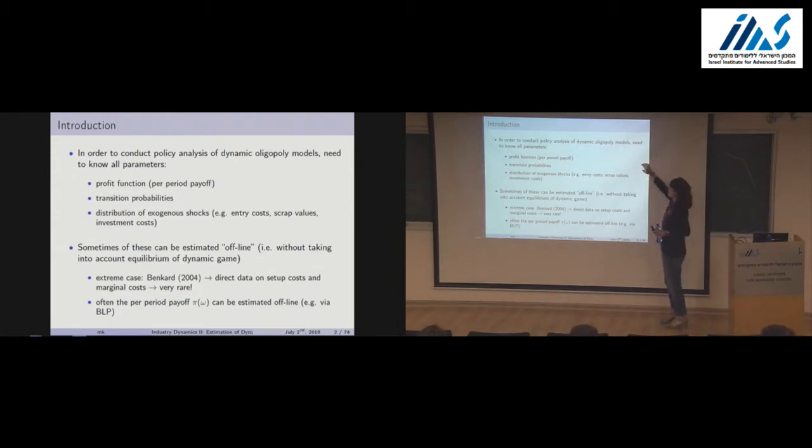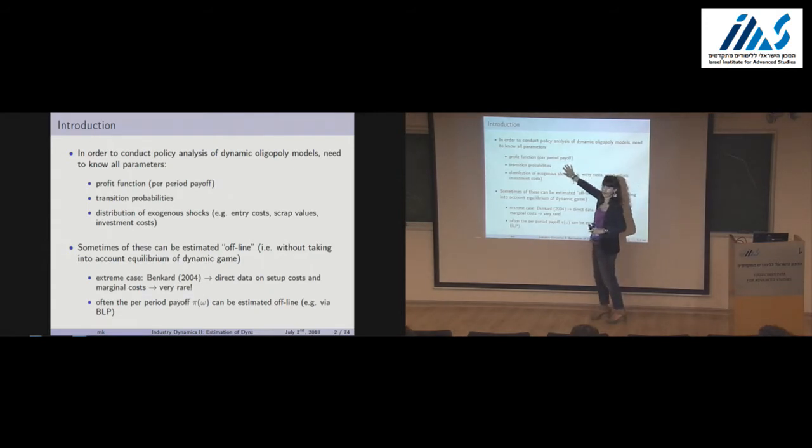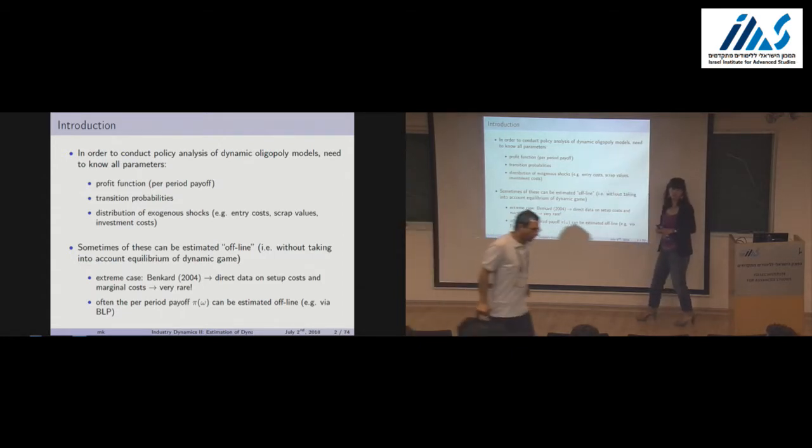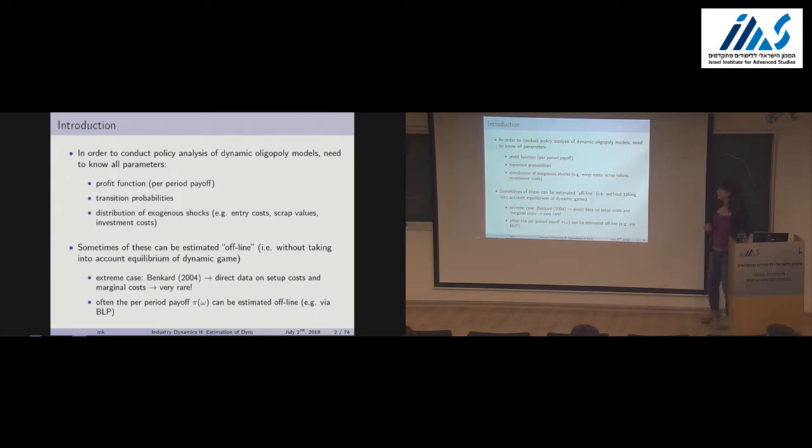If we want to conduct policy analysis in a world of dynamic oligopoly, we're going to need to know parameters such as the per period profit function. We're going to need to know transition probabilities. And we're going to need to know the distribution of parameters such as the entry costs, the scrap values, and the investment costs that we saw yesterday. These are essentially the core dynamic parameters that are hard to get and that we're going to spend most of our time talking about.